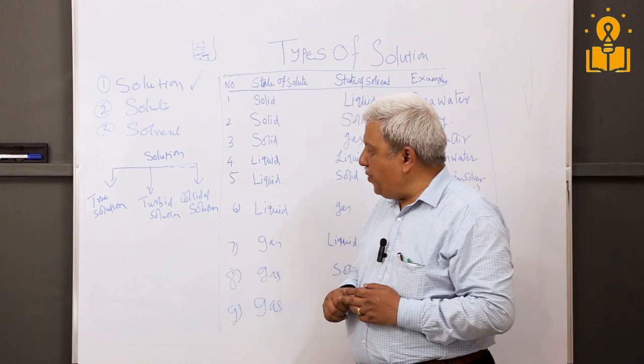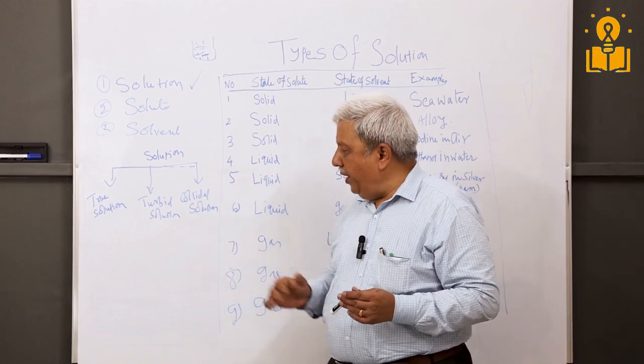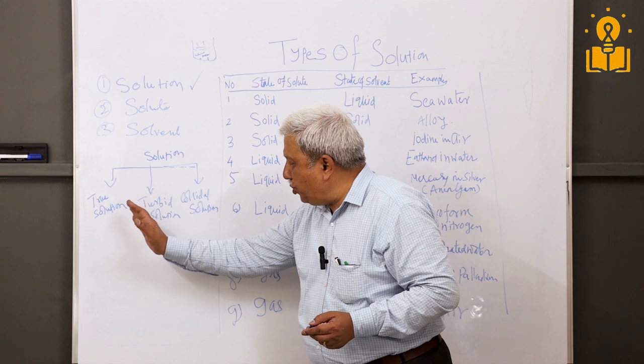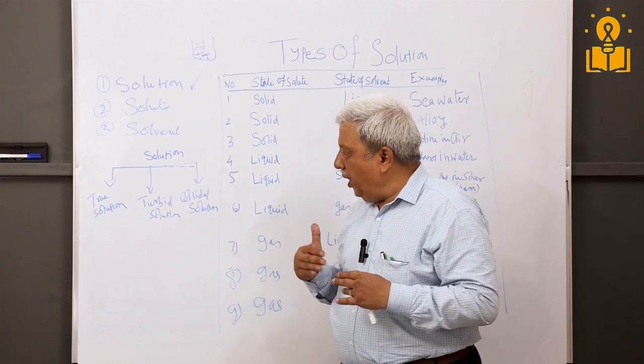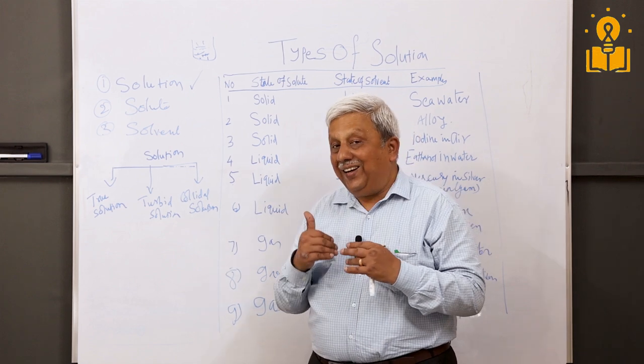Now the last one, the colloidal solution. It lies between the true solution and the turbid solution. Right now in this chapter, we are not going to deal with it in detail.